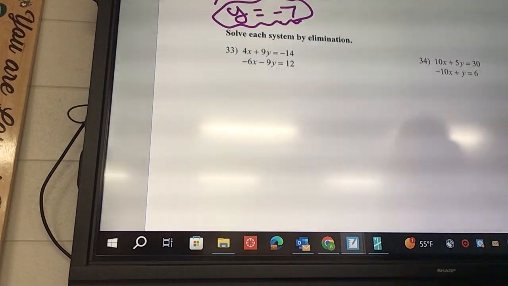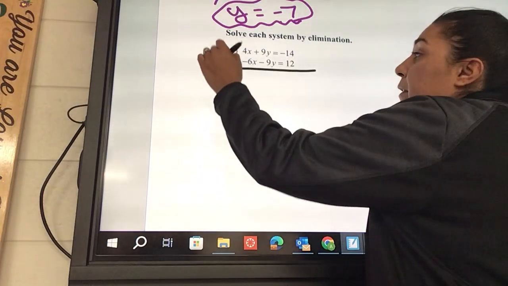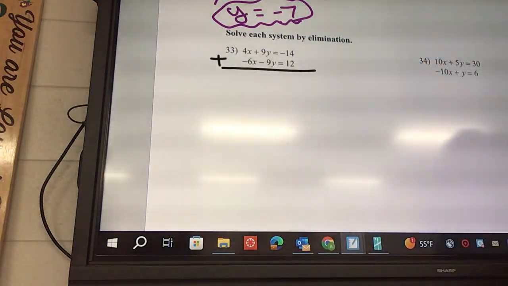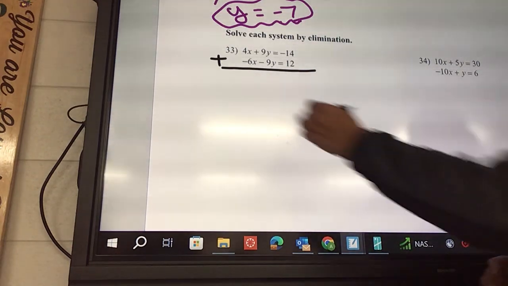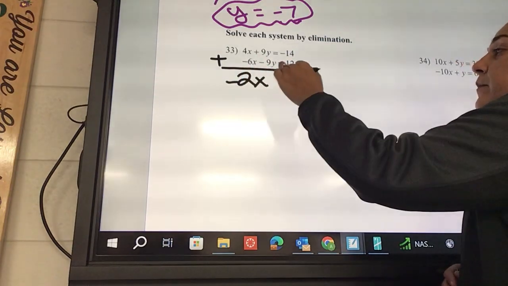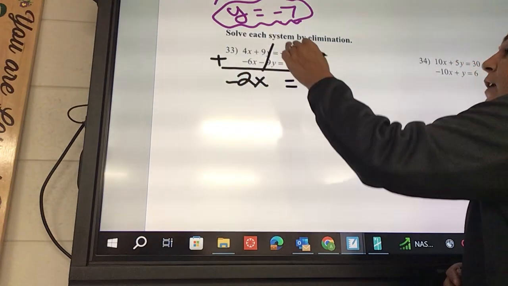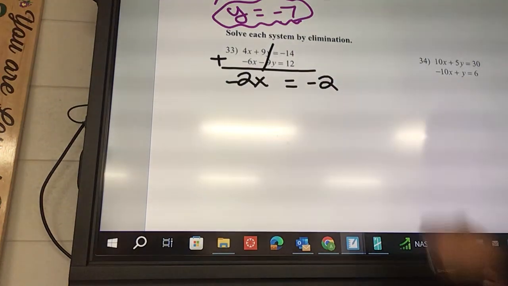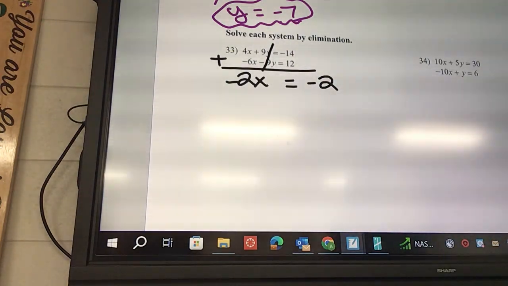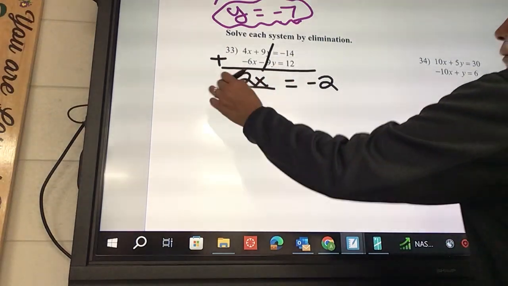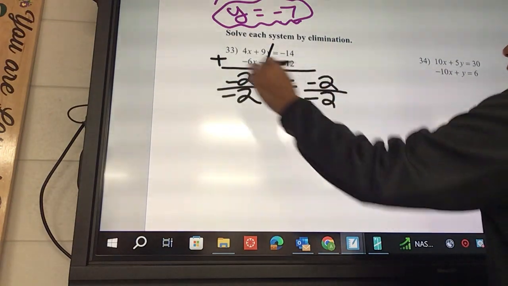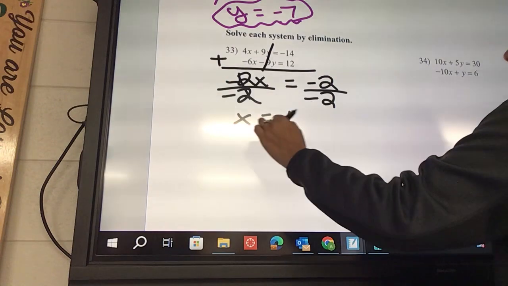Okay, the last one, solve each system by elimination. We're going to take these two and add them together. Okay, what is 4 plus negative 6? Negative 2. What happens to the 9s? They cancel out. And then negative 14 plus 12 is going to be negative 2. Okay, and then we're going to divide by negative 2. So I'm going to get x equals 1.